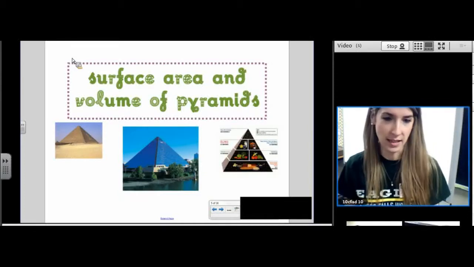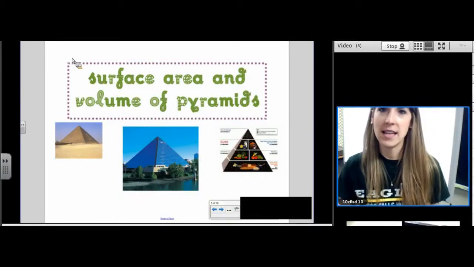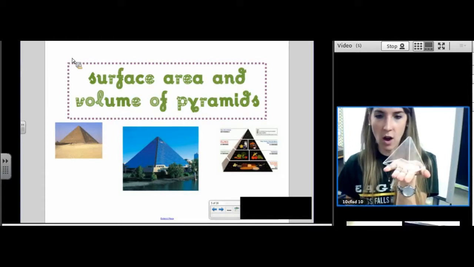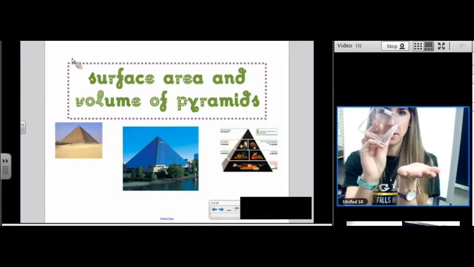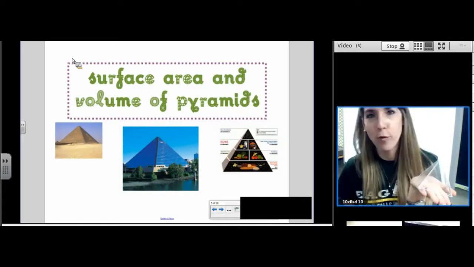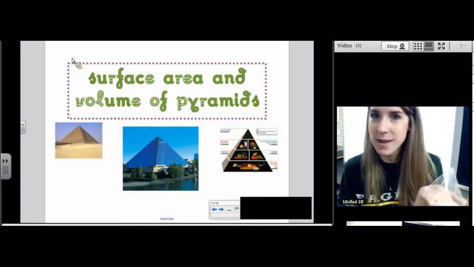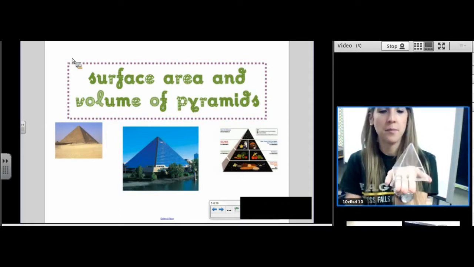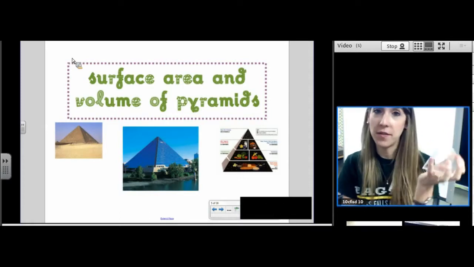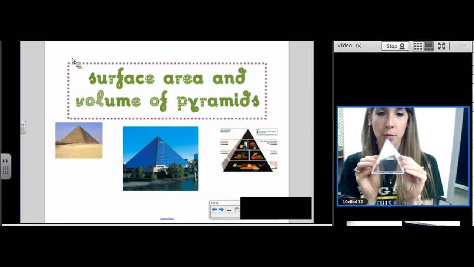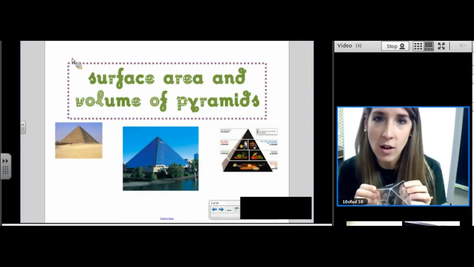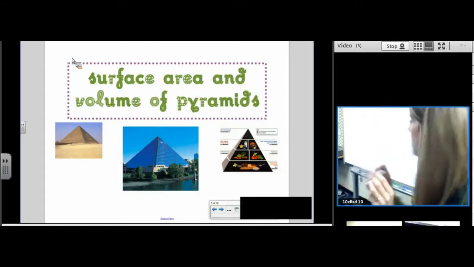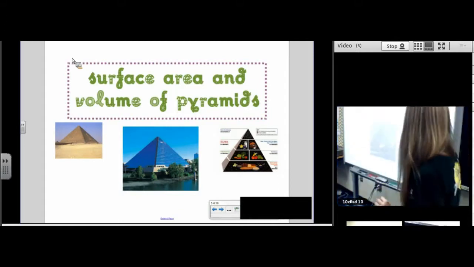of pyramids. Remember, a pyramid is a completely different shape than a prism. The differences are pyramids only have one base. So I'm guessing in the formula it's not going to say plus 2b, right? It's just going to say plus b. Also, the lateral faces of a pyramid are triangles. They are not rectangles anymore. So that's a big difference in a pyramid versus a prism.